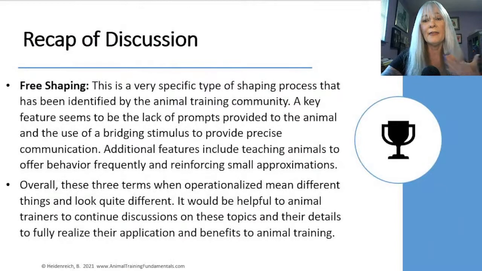Free shaping, I think for us as animal trainers, is a very specific type of shaping process that has been identified by the animal training community. A key feature seems to be the lack of prompting provided to the animal and the use of the bridging stimulus to provide precise communication. Additional features include teaching animals to offer behavior frequently and reinforcing these super small approximations. Overall, these three terms, when operationalized, mean different things in our world and look quite different.